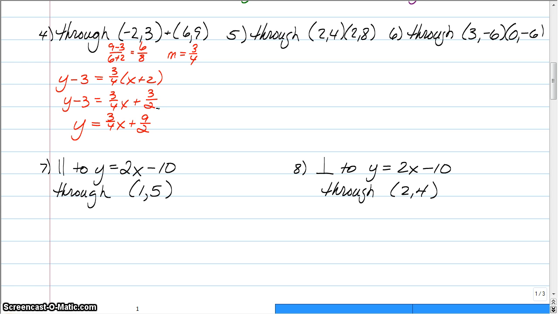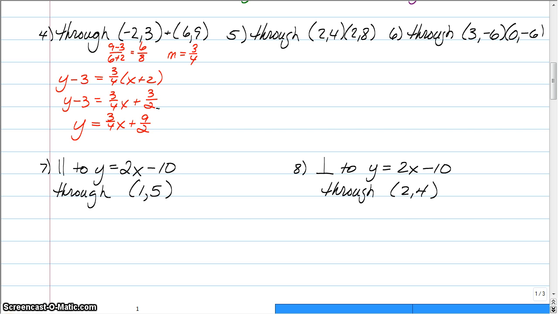Number 5 and 6, they're a little tricky because, well, you're not really going to be writing an equation in slope-intercept form per se. Why don't you think about it for just a second. See if you notice anything special about number 5 and 6.